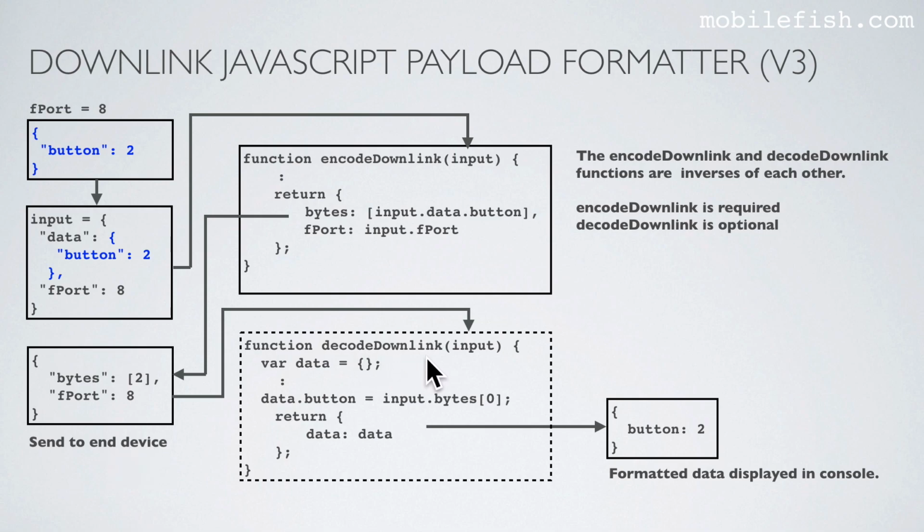When a decode downlink function is specified, it uses this input object and returns this JavaScript object with a data key. In this example, the data key contains this payload information. In the encode downlink function, it uses this payload as input, and in the decode downlink function, it returns this JSON as output. This is the input and this is the output, so they are inverses of each other.